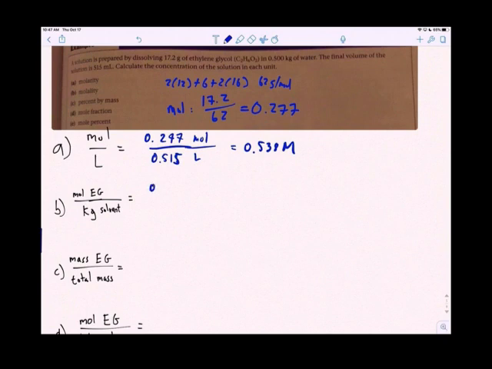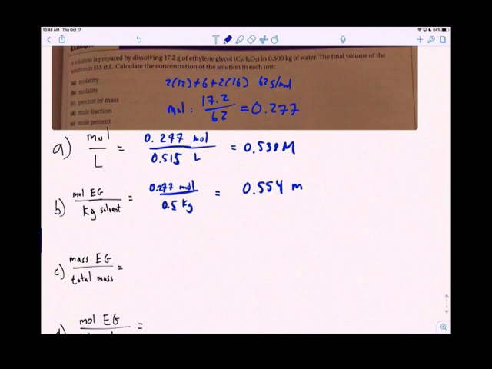The next one is molality. This is 0.277 moles per half a kilogram of water, 0.5 kilograms. This is going to be 0.554 molal. A little m is molal. You can see they're close, but they're not the same. So you cannot substitute molal with molar.